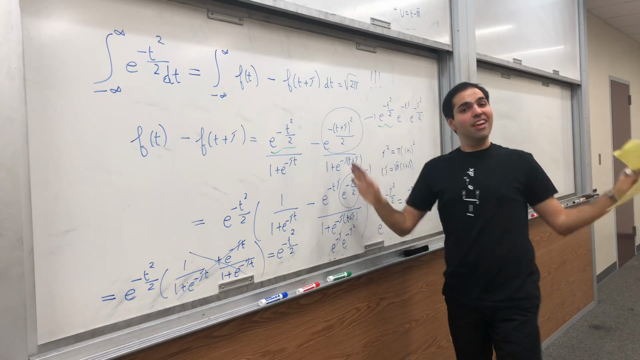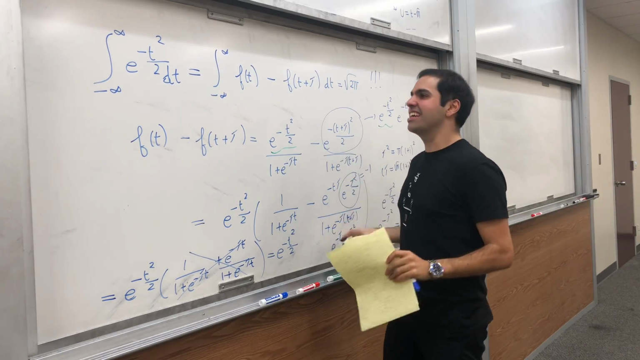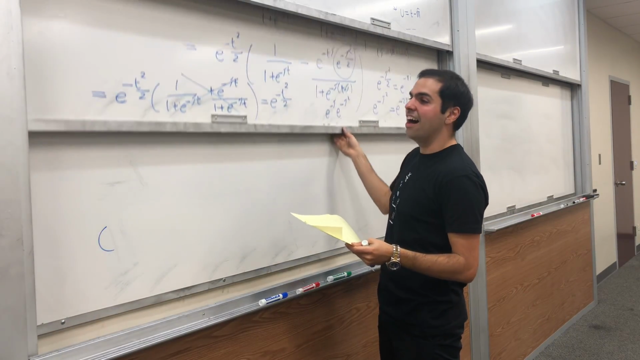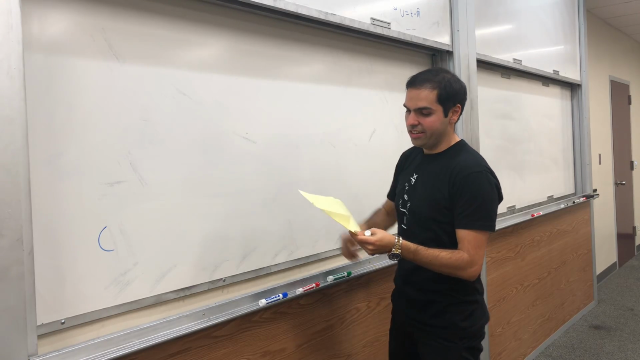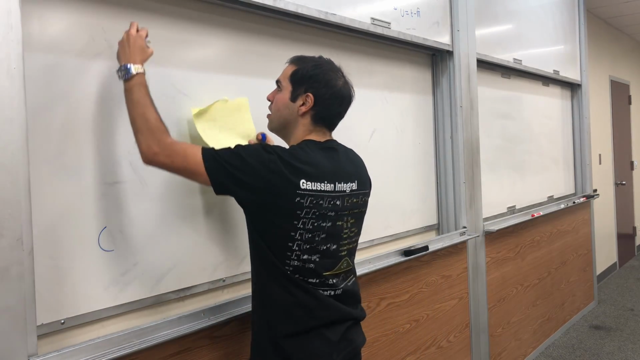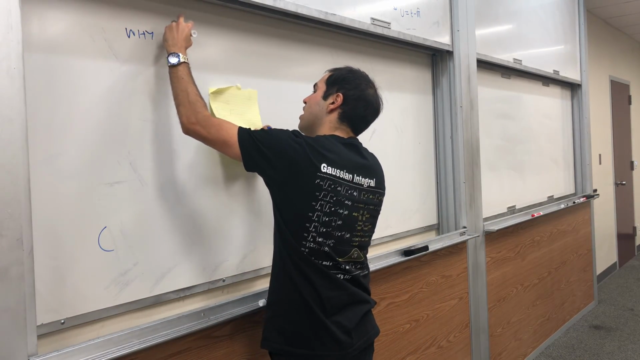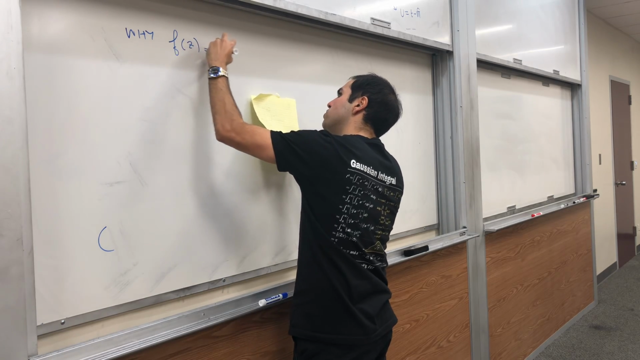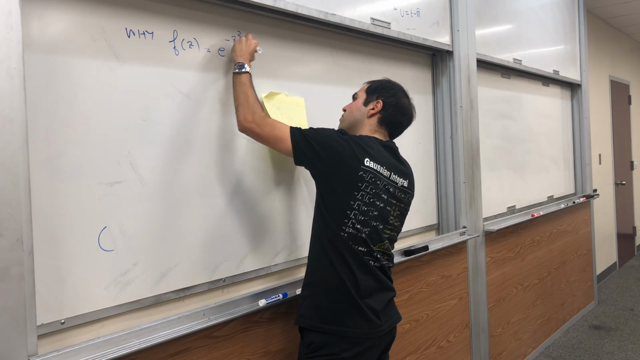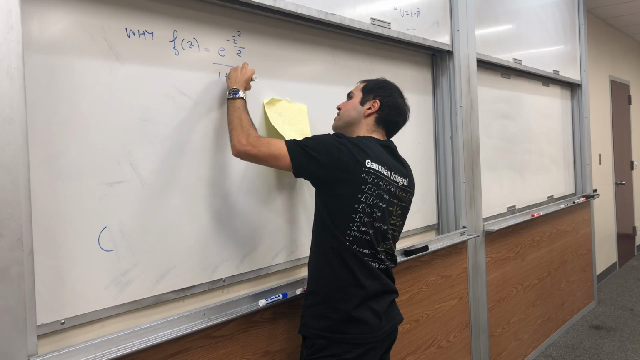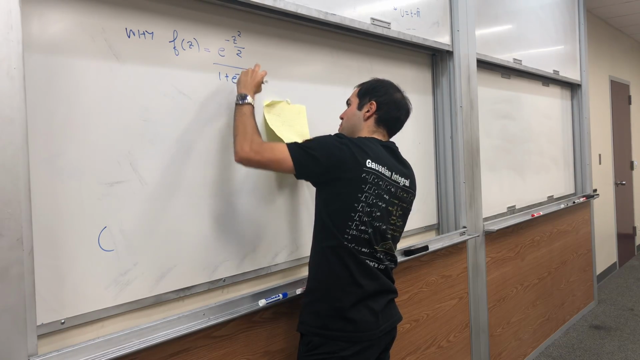Okay, so if you like, we're done. If not, just stick around. Let me tell you why I chose this function. So why f of z equals e to the minus z squared over 2 times 1 plus e to the minus tau z?